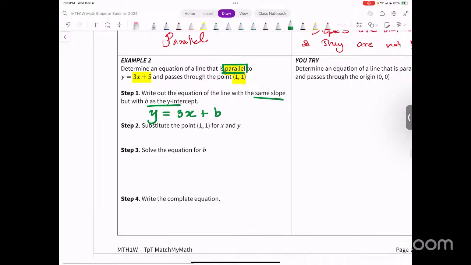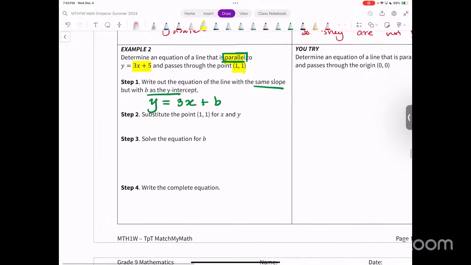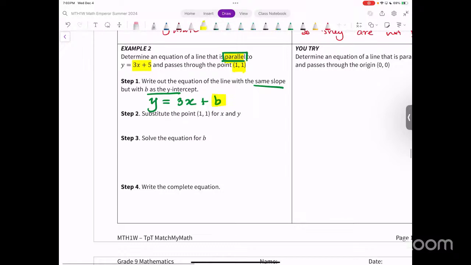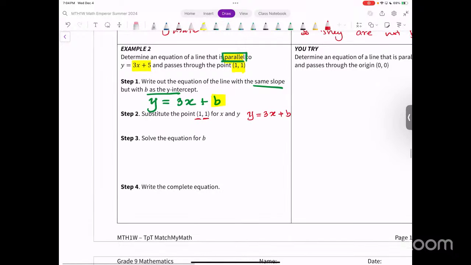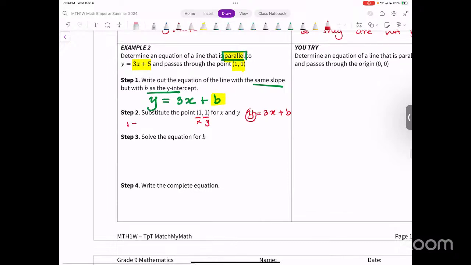Now, we want to find b, isn't it? To find b, they said there is a point (1, 1) on the line. What does that basically mean? The line y is equal to 3x plus b contains the point (1, 1). Remember, we did some checks before. What does that mean? x is 1, y is also 1. So y should be 1 when x is 1.